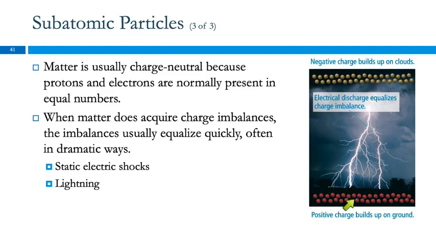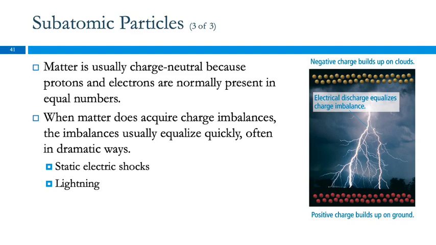So lightning comes about because we have positive charge that builds up on the ground and negative charge that builds up in the clouds. And the lightning is a result of the equalization of that charge. The thunder is the noise caused by that equalization.